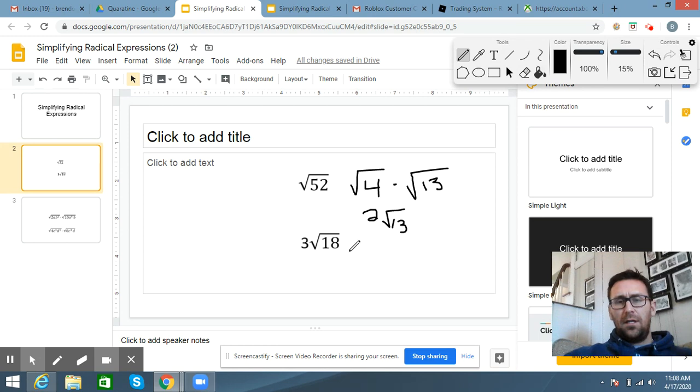Okay. This one right here, we leave that 3 alone until the end. But 18, I've got to figure out what perfect square I can multiply to get 18. And that's 9 times 2. The square root of 9 is 3. And then that 3 that I had at the beginning, I've got to do 3 times 3, which is 9. So the answer is 9 radical 2.